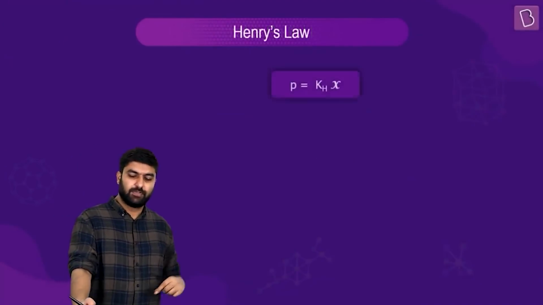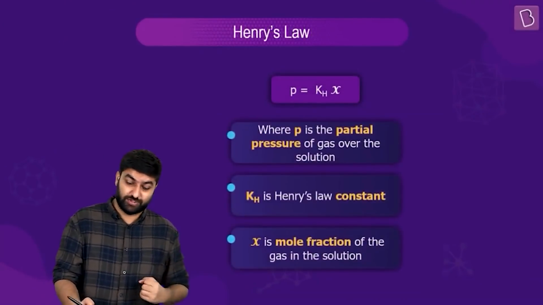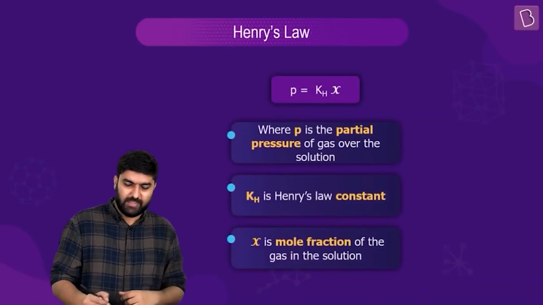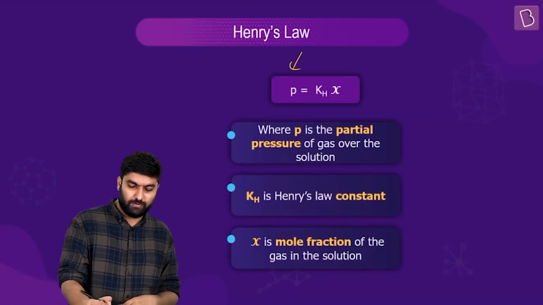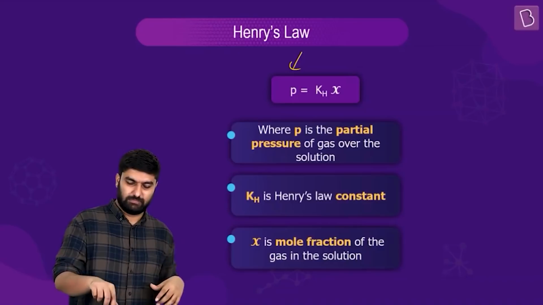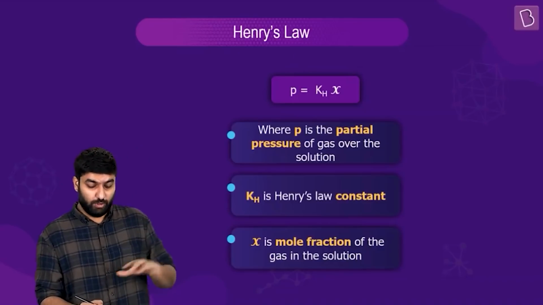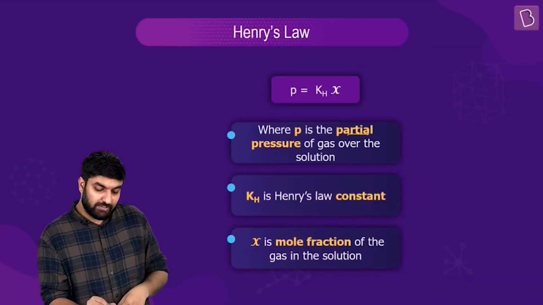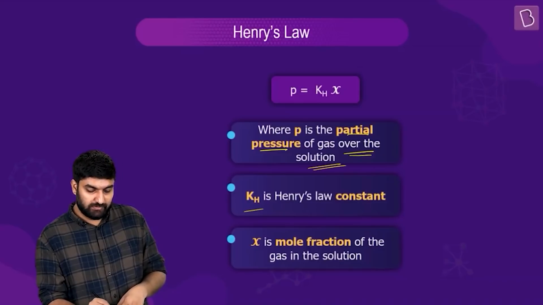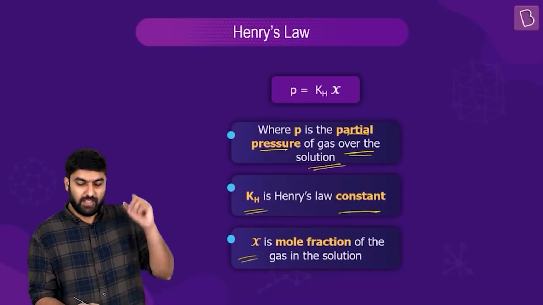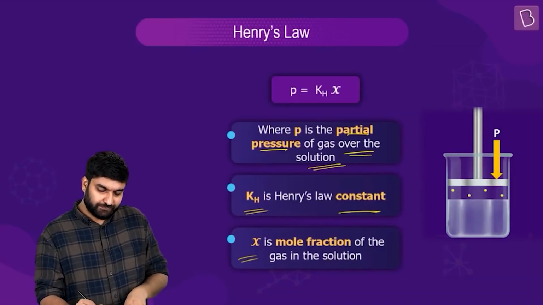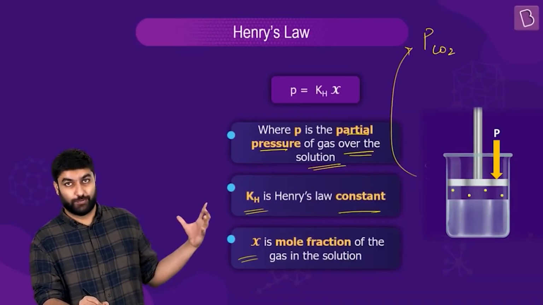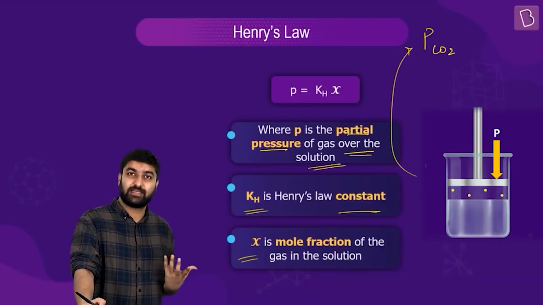With that, let's sum up Henry's law in the form of an equation. It's saying partial pressure is equal to some weird term. Let's first read the labelings here. P is the partial pressure of the gas over the solution. This is some constant. X is the mole fraction. What I'm trying to say is that the partial pressure of the gas, we are going to say CO2 for now because that helps us understand it better.